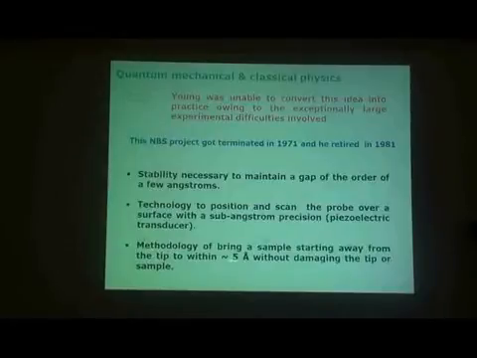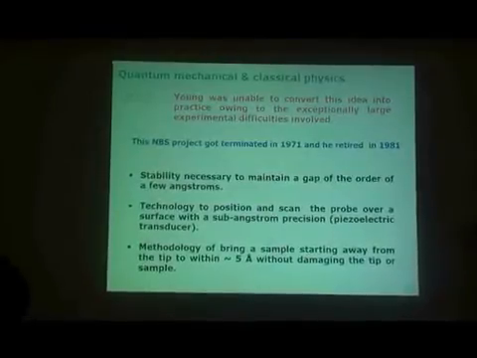And a methodology to bring the sample in, starting from very far. When you start in air, the distance between the tip and the substrate will be a few millimeters to centimeters. So from that distance, how do you bring it to a very close distance of a few angstroms? So these were the problems that he faced.